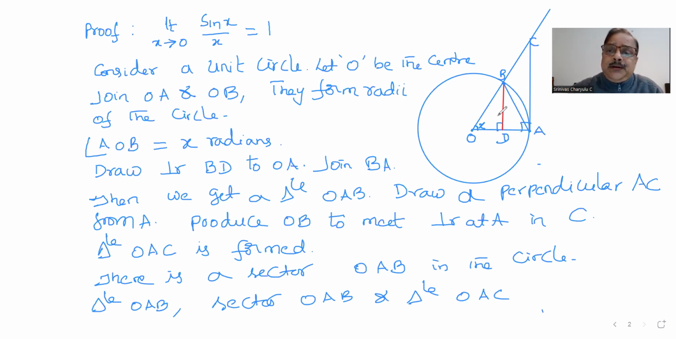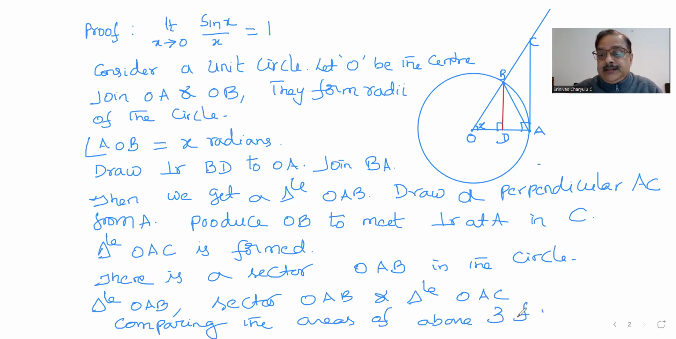By visual observation, you can see very clearly that the triangle OAB area is small compared to the sector area. Is it not? The sector is occupying a little more area, even though it is within the circle. Compared to these two, triangle OAC is much bigger in area. So now I am comparing the areas of the above three figures.